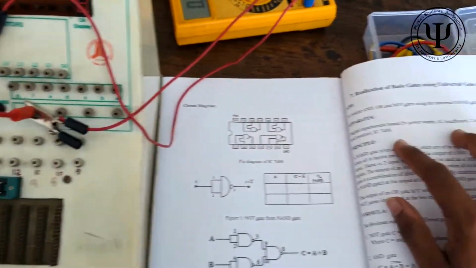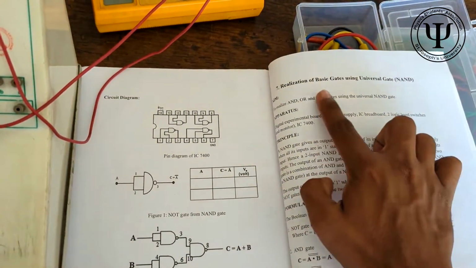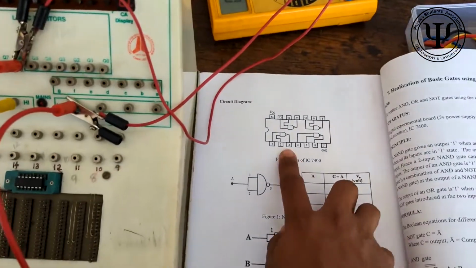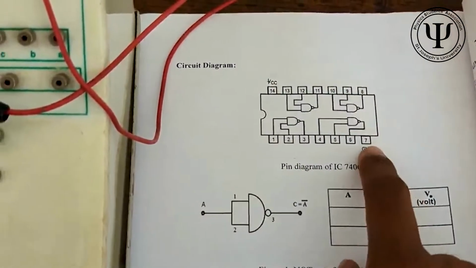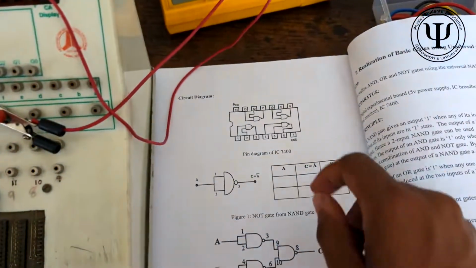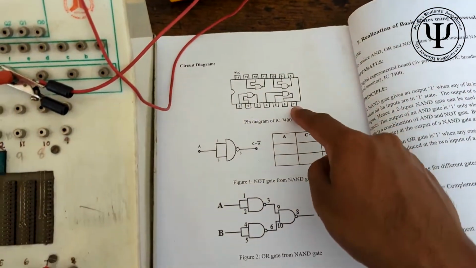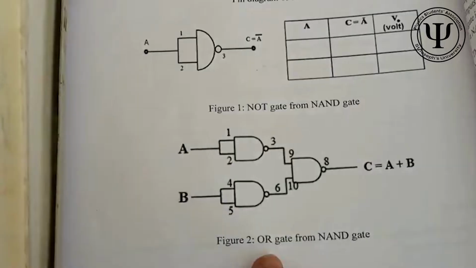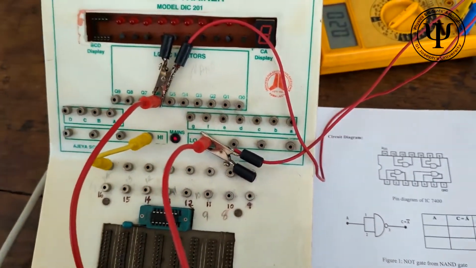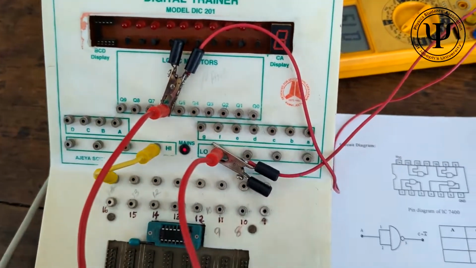Welcome to the explanation of experiment number 7, realization of basic gates using universal gate. This is the initial setup. As you can see, this is what it looks like on the device, and using these we find out NOT gate as well as OR gate. So let's first look at NOT gate, and before that we'll look at the initial setup.